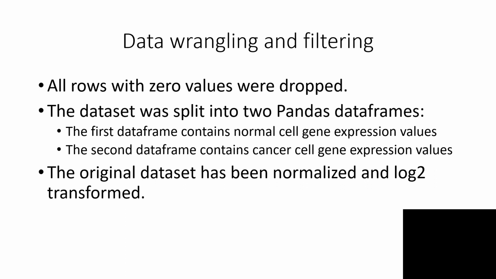So to wrangle and filter the data, the first thing I did was drop all rows with 0 values. And then I split the data frame into two. One data frame contained normal cell gene expression values, and the second data frame contains cancer cell gene expression values. The original data set was already normalized and log-transformed, which cuts down on the number of steps needed to pre-process the data.